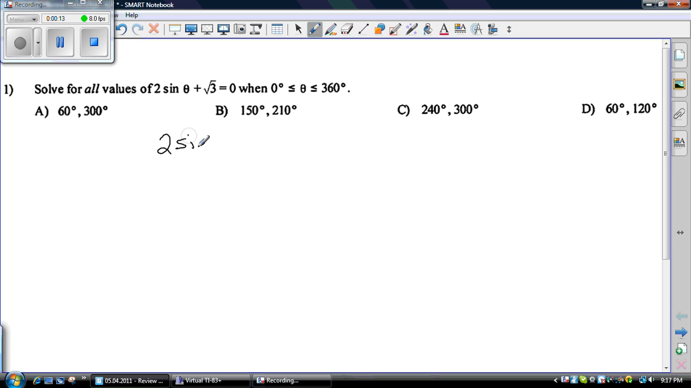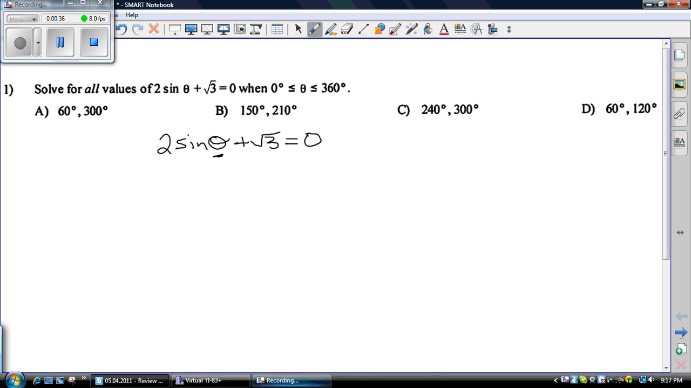2 sine theta plus rad 3 equals 0. So how do you solve something like this? Well, what I would do is I would simply take some of these degree amounts and plug them in for theta and find which one of them works. So let's take a look at this particular option.